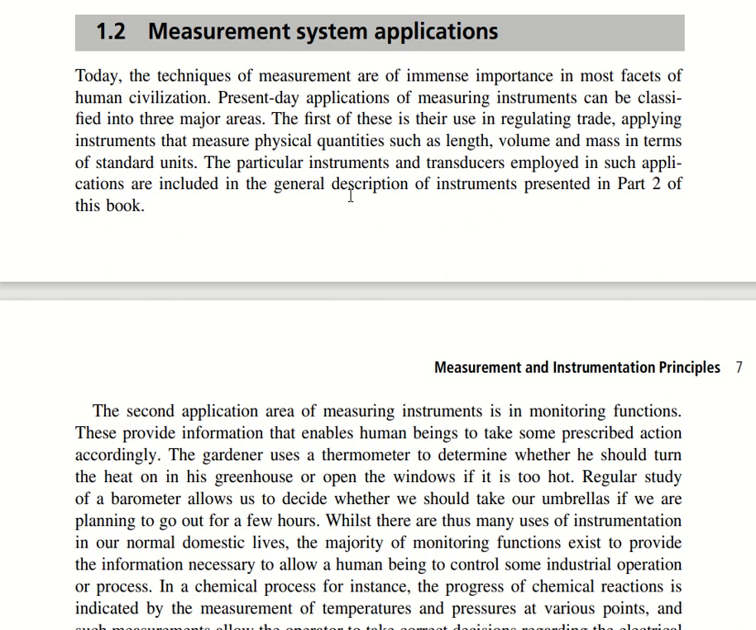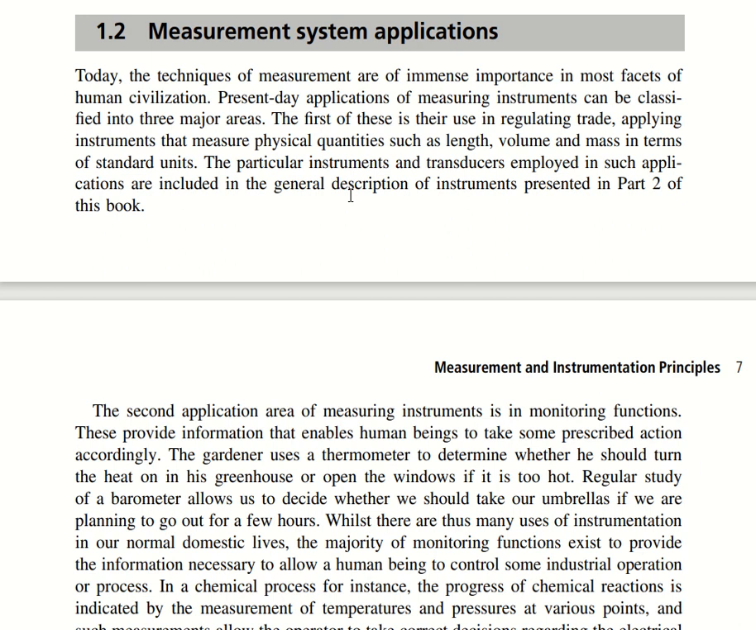In the previous class, we discussed the basics of measurement. We introduced ourselves to measurement, what a measurement is and how it has changed form over time. Today we are going to discuss some applications of measurements, and how they can affect our daily life, right?